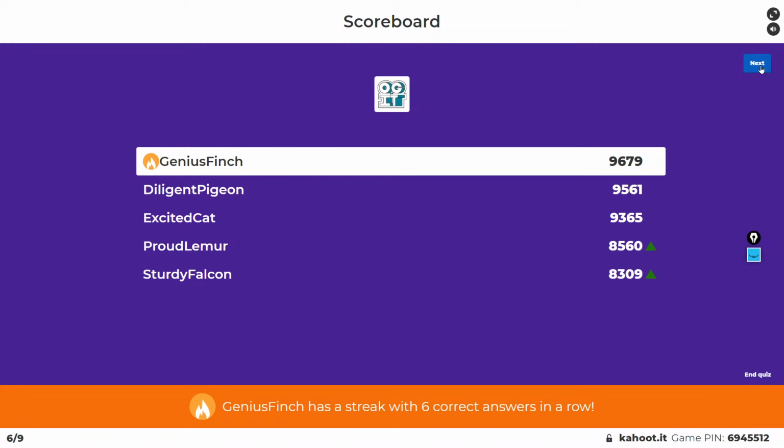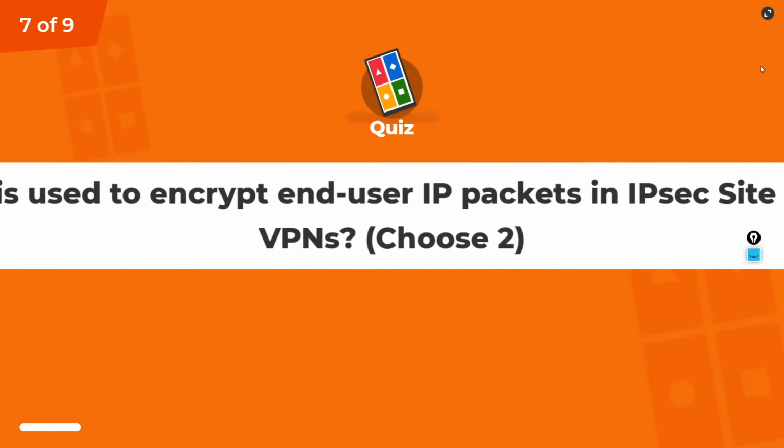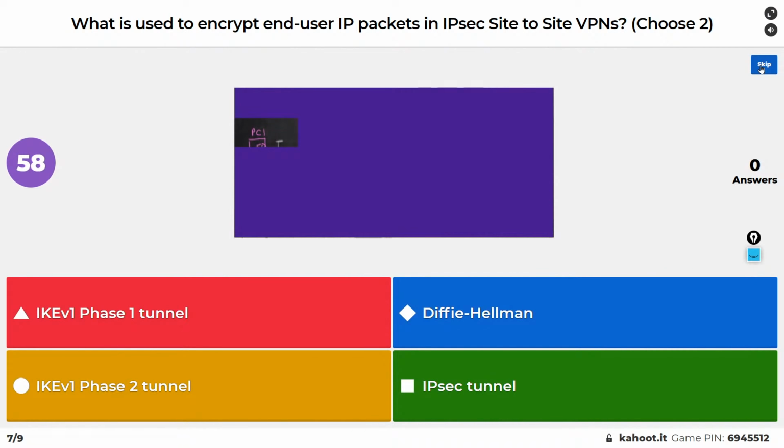All right. Moving forward, we're almost done here. Genius Finch is still in the lead, and we have 3 more questions here, 7 of 9, multiple select. What is used to encrypt end-to-end IP packets in an IPsec site-to-site virtual private network? I'm looking for 2 answers. Oh, we've covered this.